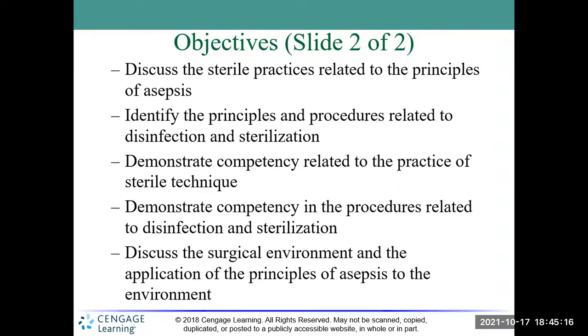Talking about different sterile practices related to the principles of asepsis, and identify the principles and procedures related to disinfection and sterilization. There's several of each of those. Demonstrate competency related to the practice of sterile technique. Demonstrate competency in the procedures related to disinfection and sterilization. And then discuss the surgical environment and the application of the principles of asepsis through the environment.